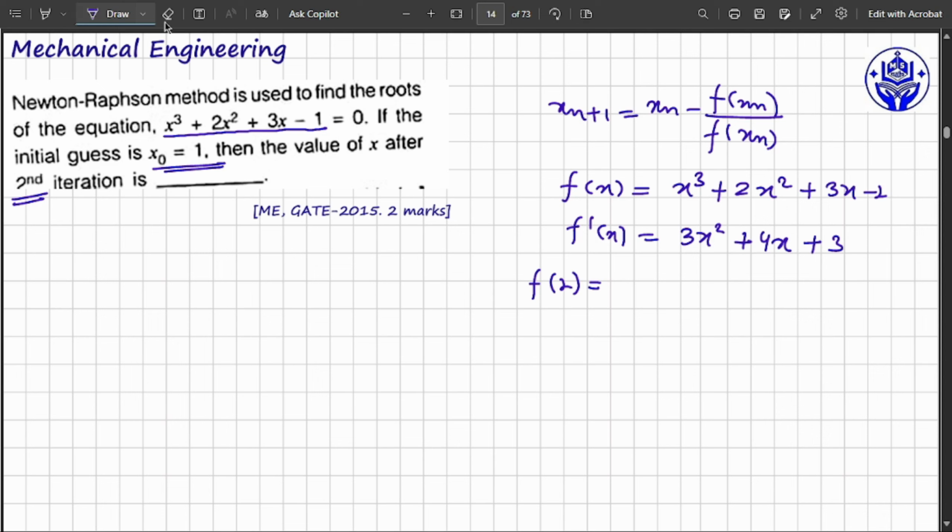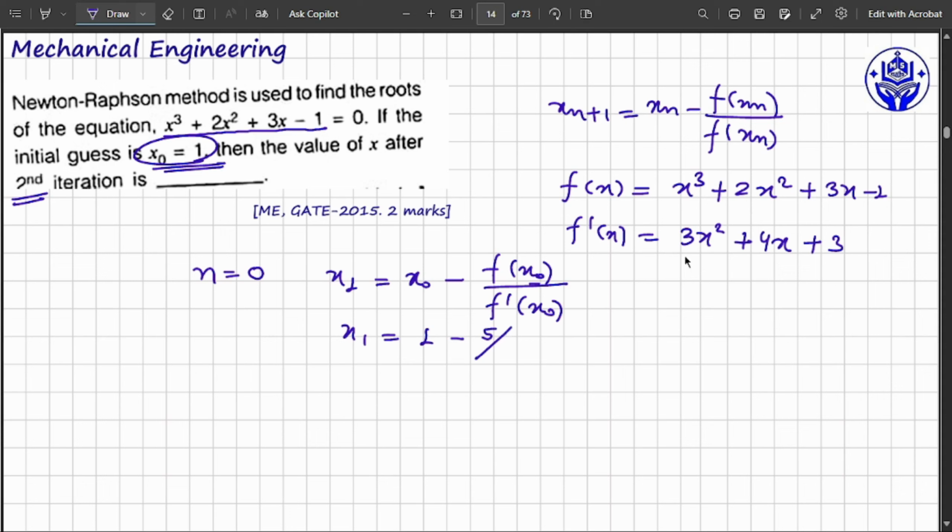Now here if I put n equals to 0 in this formula, x1 is equals to x0 minus f of x0 divided by f dash of x0. It means x1 is equals to 1 minus, x0 is my 1 here. So if I'm putting 1 plus 2 plus 3, so 5 plus 1, 6 minus 1, this will be 5, divided by this will be 4, 3, 10. So this will be 0.5.